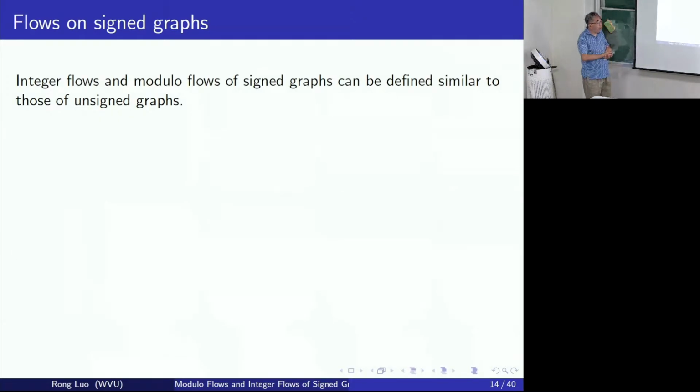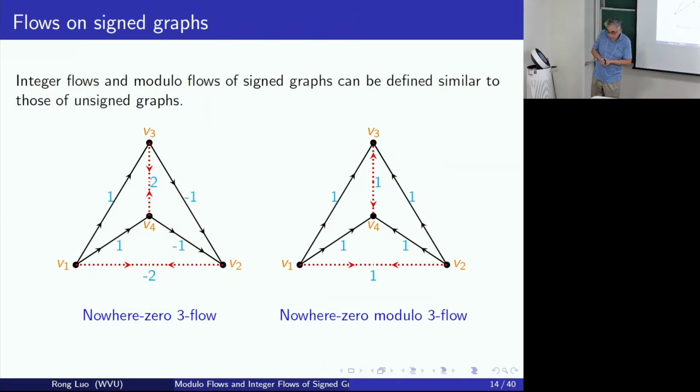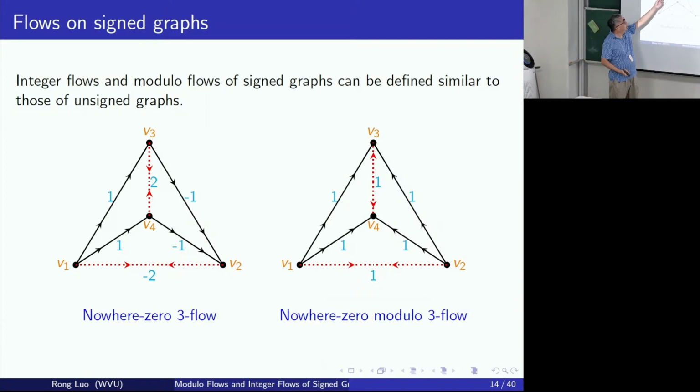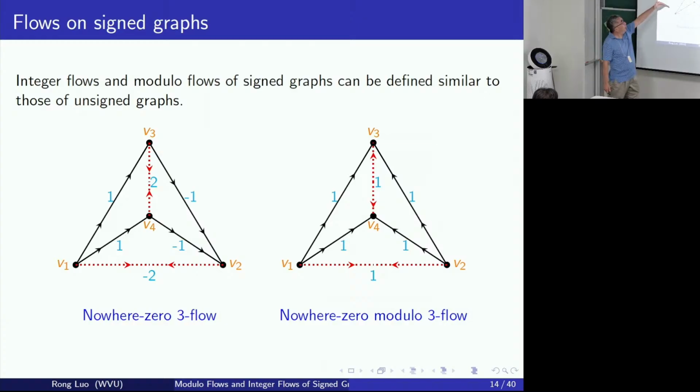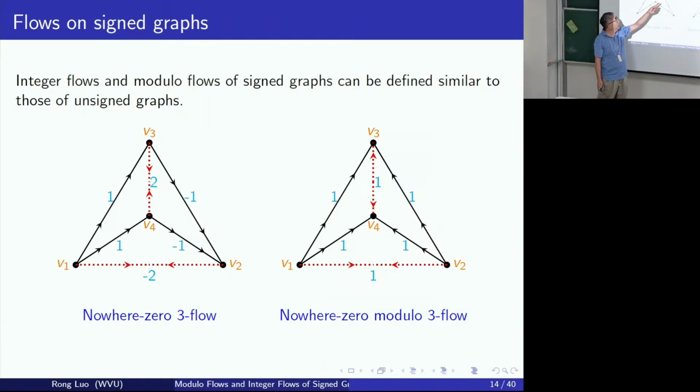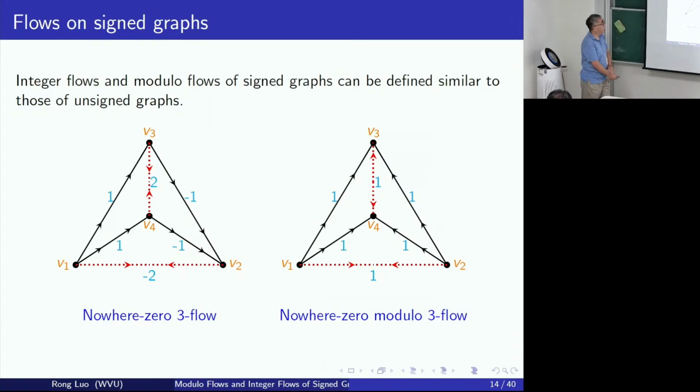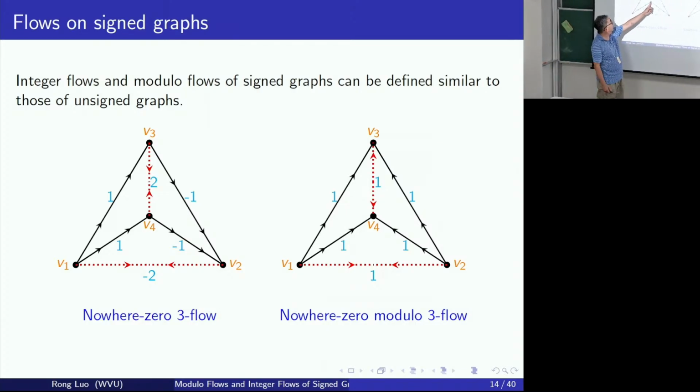Once we know the orientations, the definitions of flows and modular flows are the same as for the unsigned graph. Sometimes we call it a bidirected graph, because each edge has two directions; we just orient each half edge. So we have the orientation of the signed graph, then we assign integer values and make sure that at each vertex the total inflow equals the outflow. For instance, look at this one vertex: we have 2 edges out, so the total outflow is 2 plus -1, which is 1, and the inflow is 1. So the inflow equals the outflow.